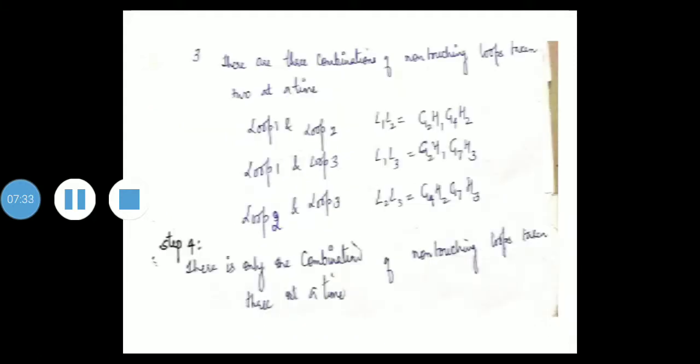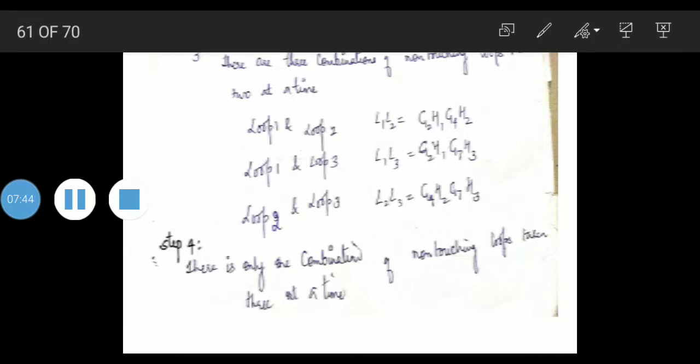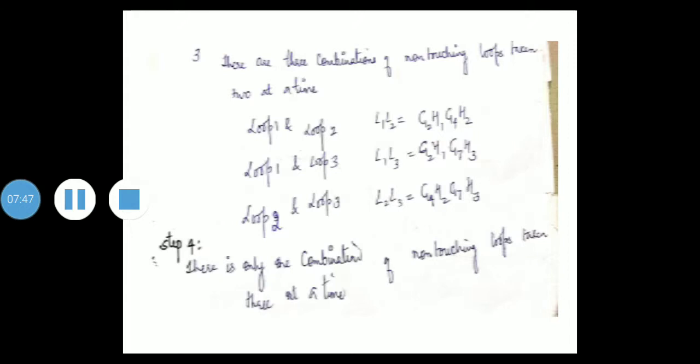Okay, next, how many combinations of 2 non-touching loops are there? We have to see that first. Then we write all the combinations of 2 non-touching loops taken at a time. Loop 1 and loop 2 are non-touching, so take the product of loop 1 and loop 2 gains, which is L1 L2 equal to G2 H1 G4 H2.